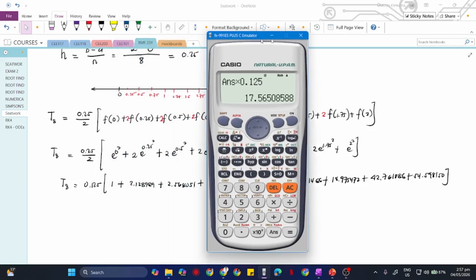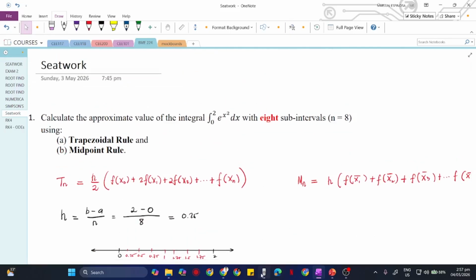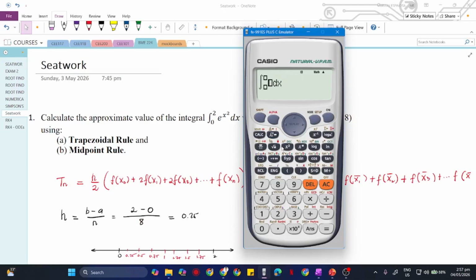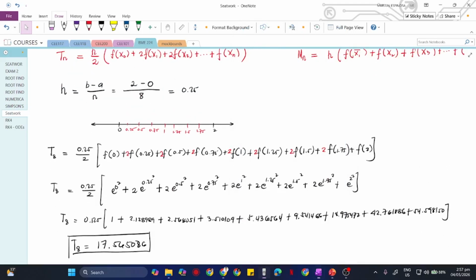You would get 17. Okay, T sub 8 is equivalent to 17.56508. So that is our answer using the trapezoidal rule. What is our expected value for this one? Let's try to get it using the calculator. Okay, integral of x squared from 0 to 2. Press. That is 16.45. So this should be our expected answer. Far, right?